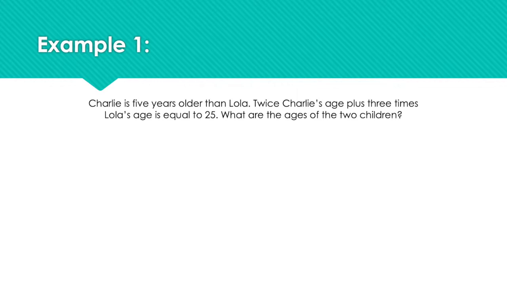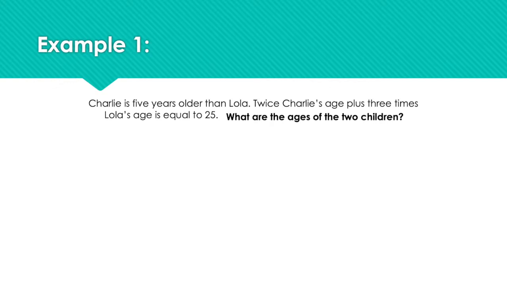So if we have a look at this question here, it says Charlie is 5 years older than Lola, and twice Charlie's age plus 3 times Lola's age is equal to 25. What are the ages of the 2 children? So there's a lot of numbers here. We want to know what the question is actually asking us, and the question is, what are the ages of the 2 children? So how old is Charlie and how old is Lola?